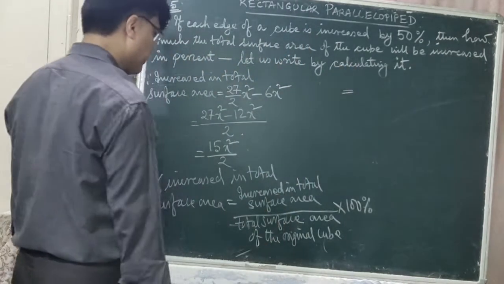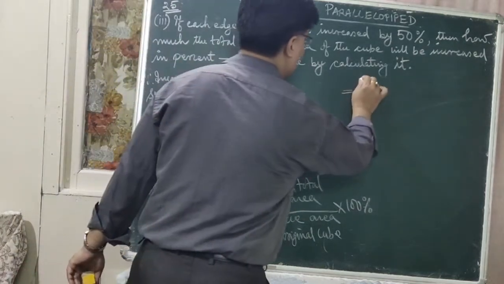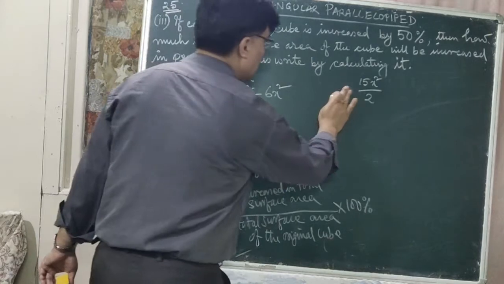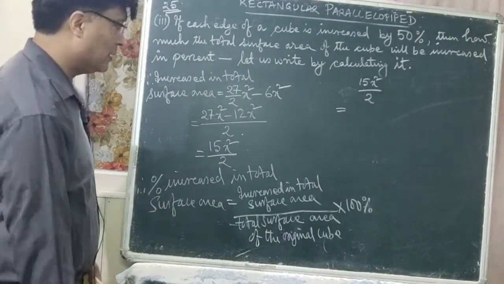So what is the increase in total surface area? It is 15x square divided by 2. That is the increase in total surface area.